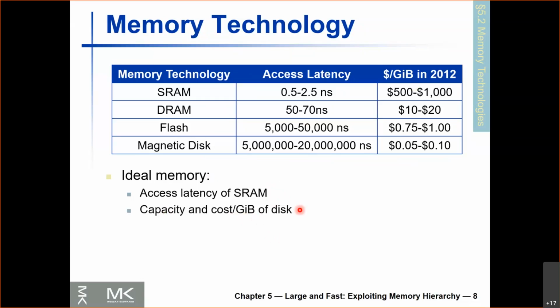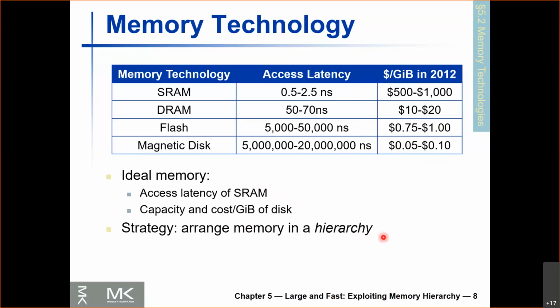And the question is, how can we build a memory system that gives us both of these, or basically gives us the illusion of both of them? A memory system where we can enjoy the low access latency of SRAM, but at the same time enjoy the high capacity and low cost of disk. And the way to do that is using a memory hierarchy, to arrange memory in a hierarchy.